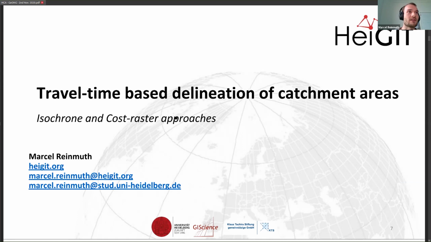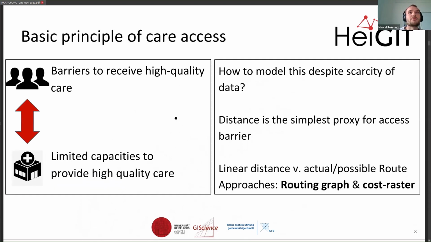Today I want to look at two approaches here, two algorithms. One is isochrone based and one is a cost raster approach. So first, the basic principle of care, which I just put together here. Of course, we have people that seek care, that need care. And of course, there are barriers included: health insurance coverage, income, physical access, how far it is to a providing facility. And then we have the providing facilities, and sometimes they have limited or special capacities. If I need, for instance, an operation theater, not every facility has an operation theater or an X-ray.